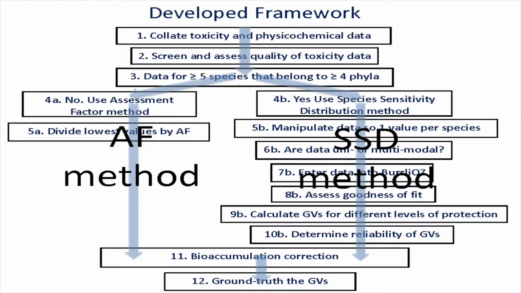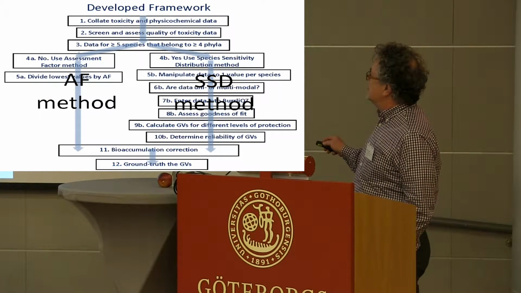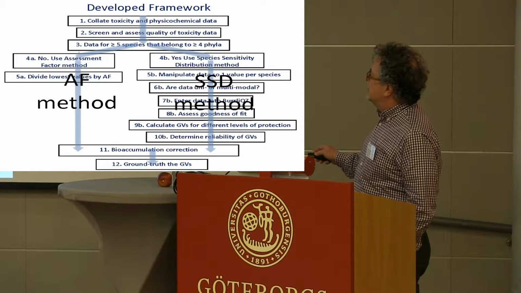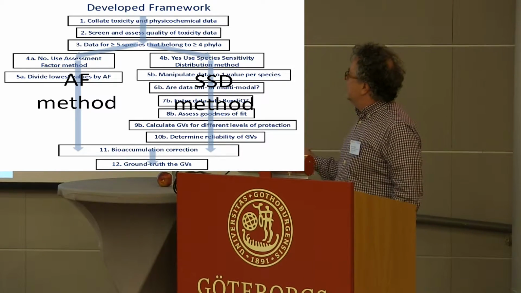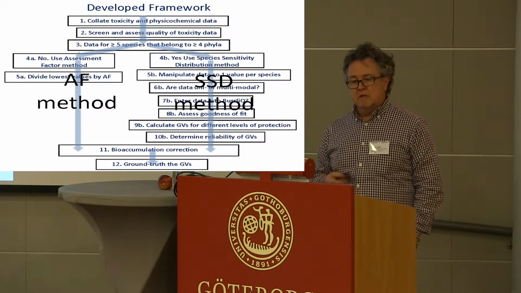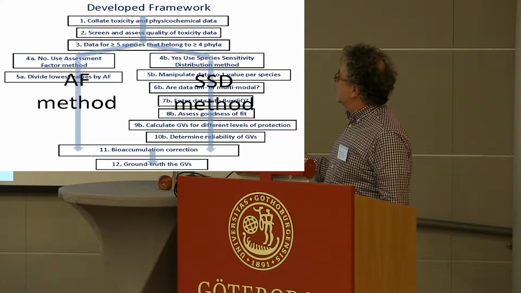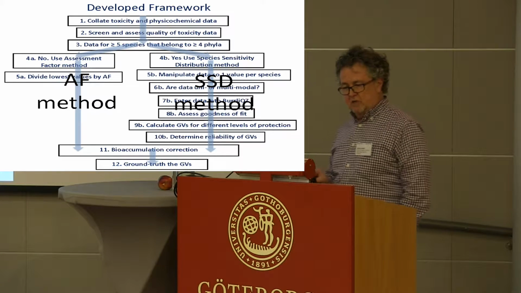Don't worry about all the boxes. The key points I want to make here are simply that we use two separate methods: the SSD, Species Sensitivity Distribution method, and the Deterministic Assessment Factor method. If we have sufficient data, we always use the SSD method in preference. We only use the assessment factor method if we have insufficient data. So our preference is always to use the SSD.